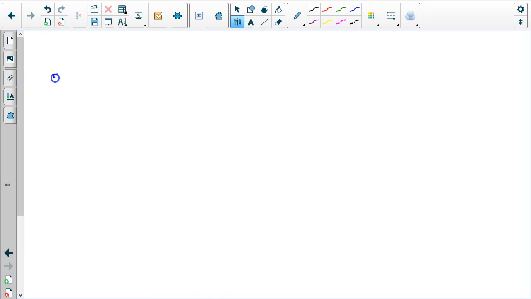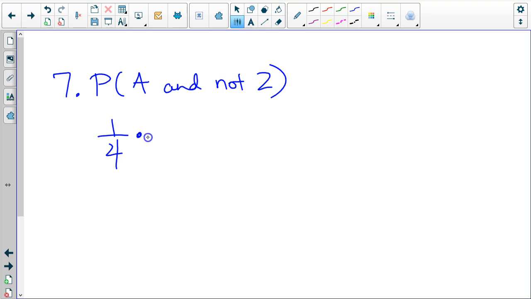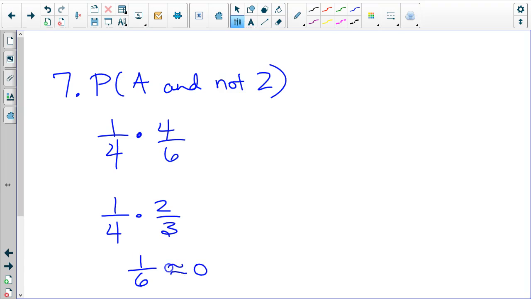Perfect. Number 7, the probability of rolling or spinning an A and not 2. So that would be the complement of spinning a 2, right? So probability of A is 1/4. Probability of not a 2 is 4 out of 6. 1/4 times 2/3. And then that would be 2/12 or 1/6. 0.17.